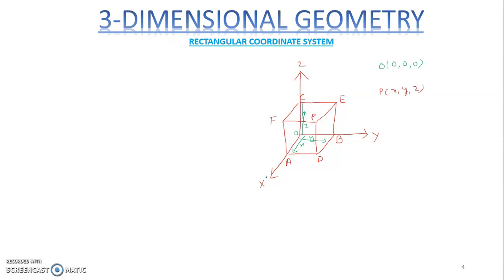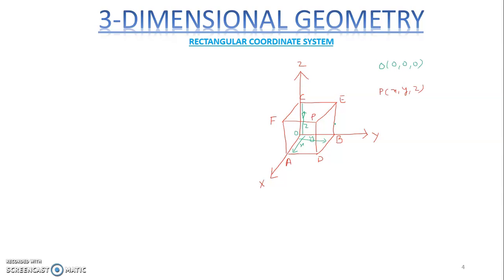Now as I explained to you, this is your YZ plane. So in the YZ plane, what will happen? X coordinate will be 0. In this XY plane, Z coordinate will be 0. In this XZ plane, Y coordinate will be 0. So this you have to keep in mind.